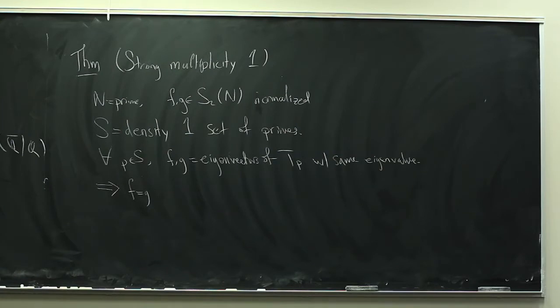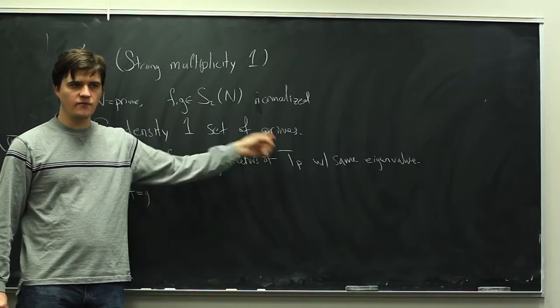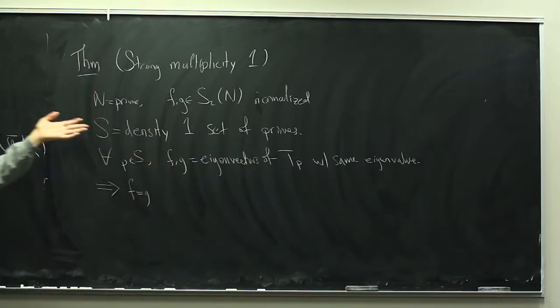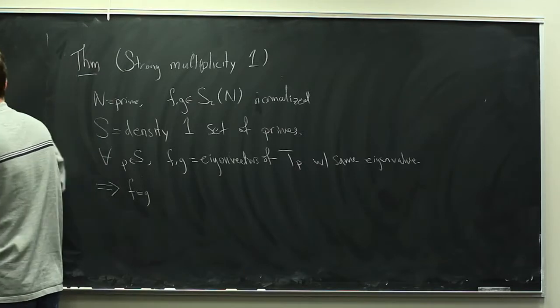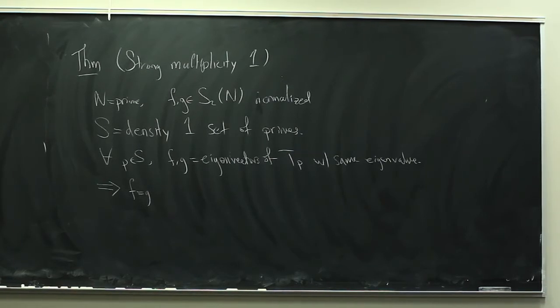So what we proved last time was that if f and g were eigenvectors of all the Tp, except for p equals n, where we don't have a Tp, with the same eigenvalues, then they're equal. So here it's a much weaker hypothesis. Okay, and so the idea is to just use the Galois representations and Chebotarev and transfer that back. So here's how it goes.